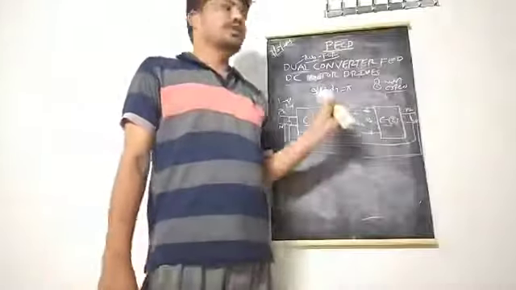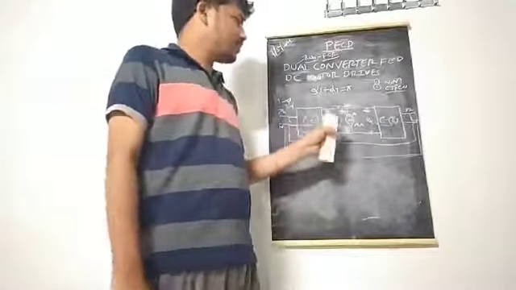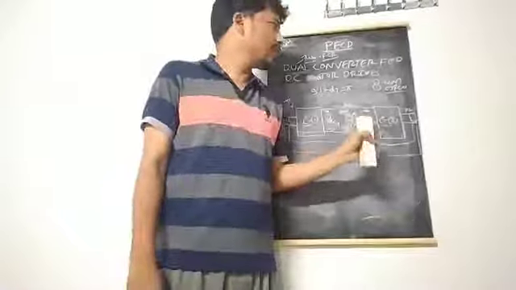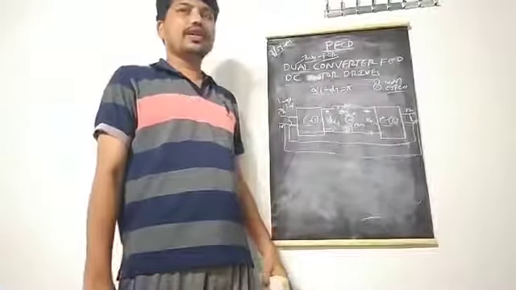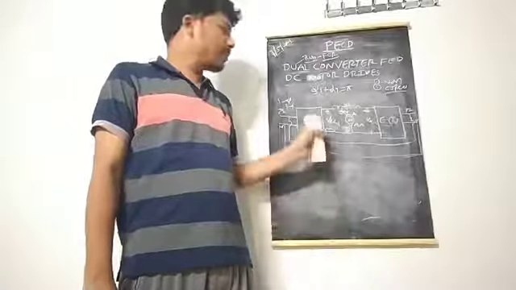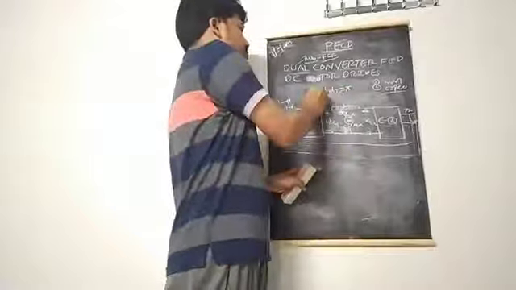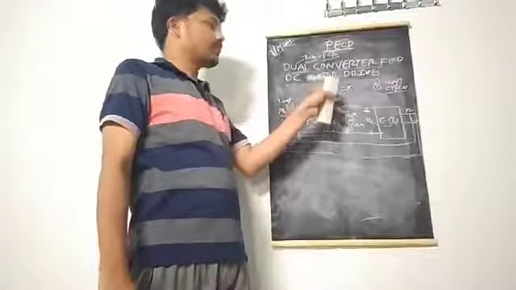So let us continue with the dual converter for DC motor drives. In the last class we discussed that there are two converters to get the four quadrant operation, converter 1 and converter 2, and also it is operated in two modes, non-circulating current mode and circulating current mode. And what is the condition to be satisfied to operate converter 1 and 2 at a time? That is alpha 1 plus alpha 2 should be equal to pi. This is the control voltage condition. Alpha 1 plus alpha 2 should be equal to pi.